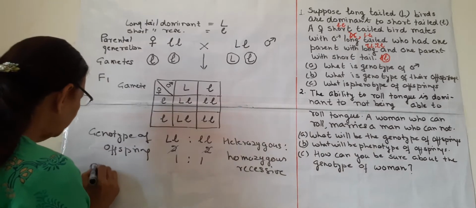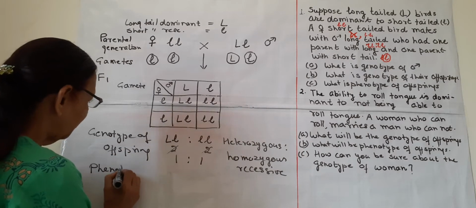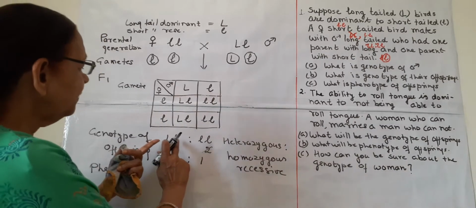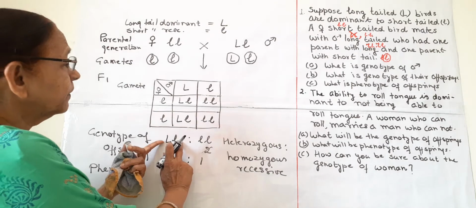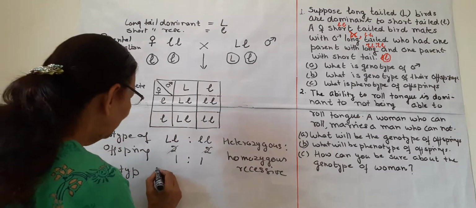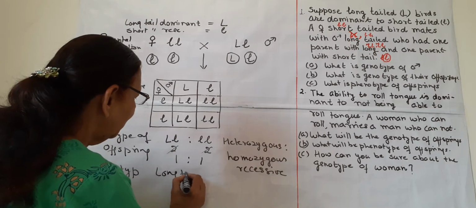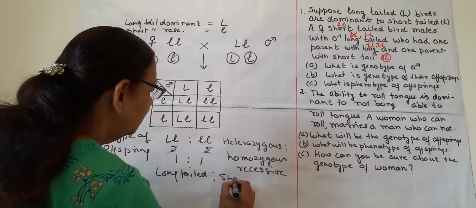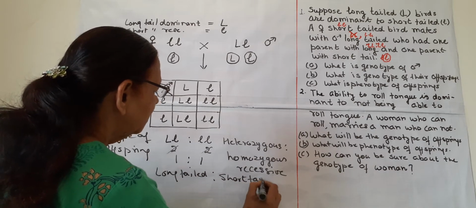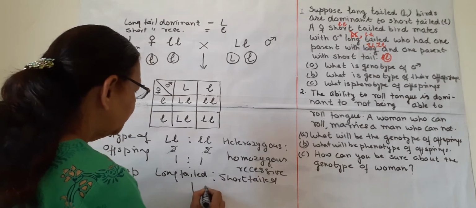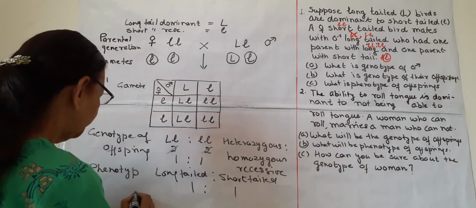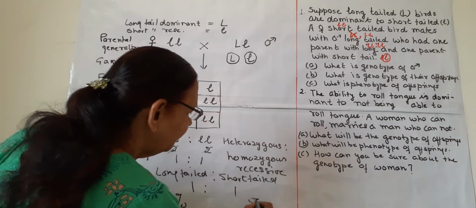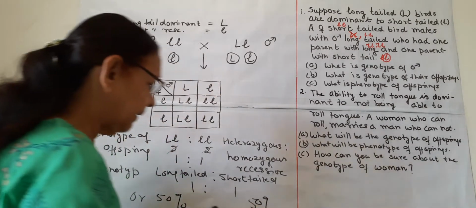Now we will write the phenotype of offsprings of F1. So phenotype, we can see these two will be long-tailed. We will write long-tailed is to short-tailed, 1:1, or 50% long-tailed and 50% short-tailed.